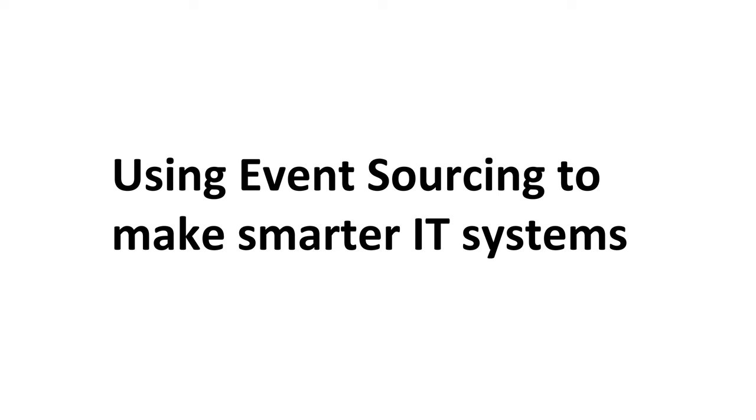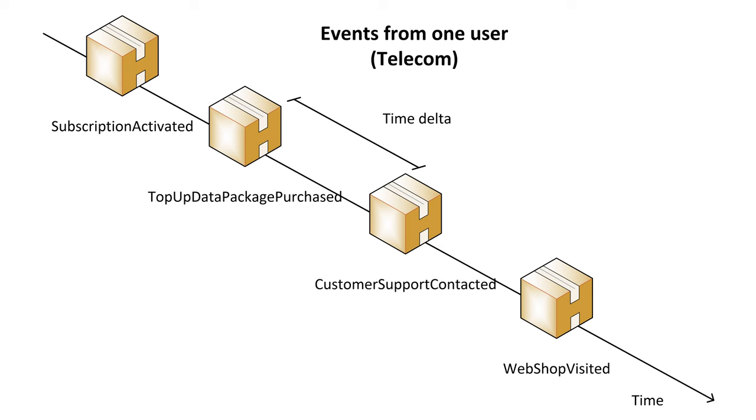So, I have some example events from one user: subscription activated, top up data pack purchased, customer support contacted, and web shop visited. And as shown in this graph, they don't have much of a delta between them, but I'm putting the time delta here in order to show that this is variable, right?